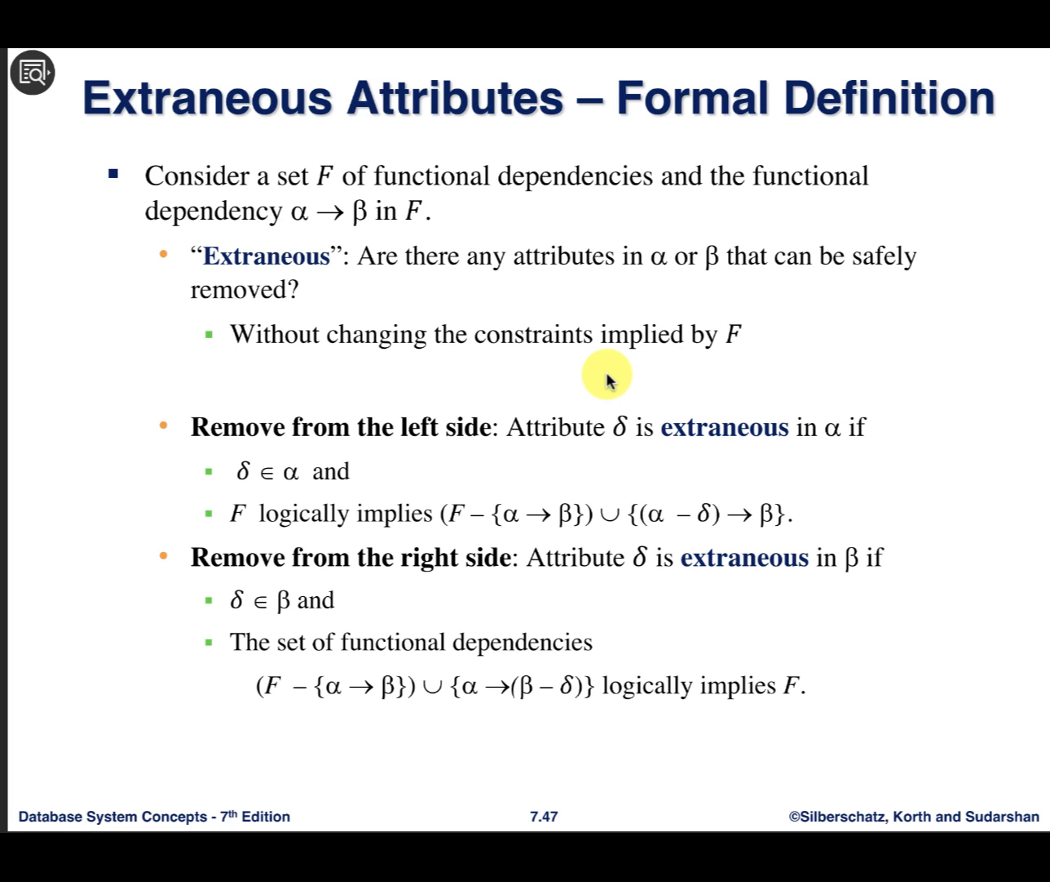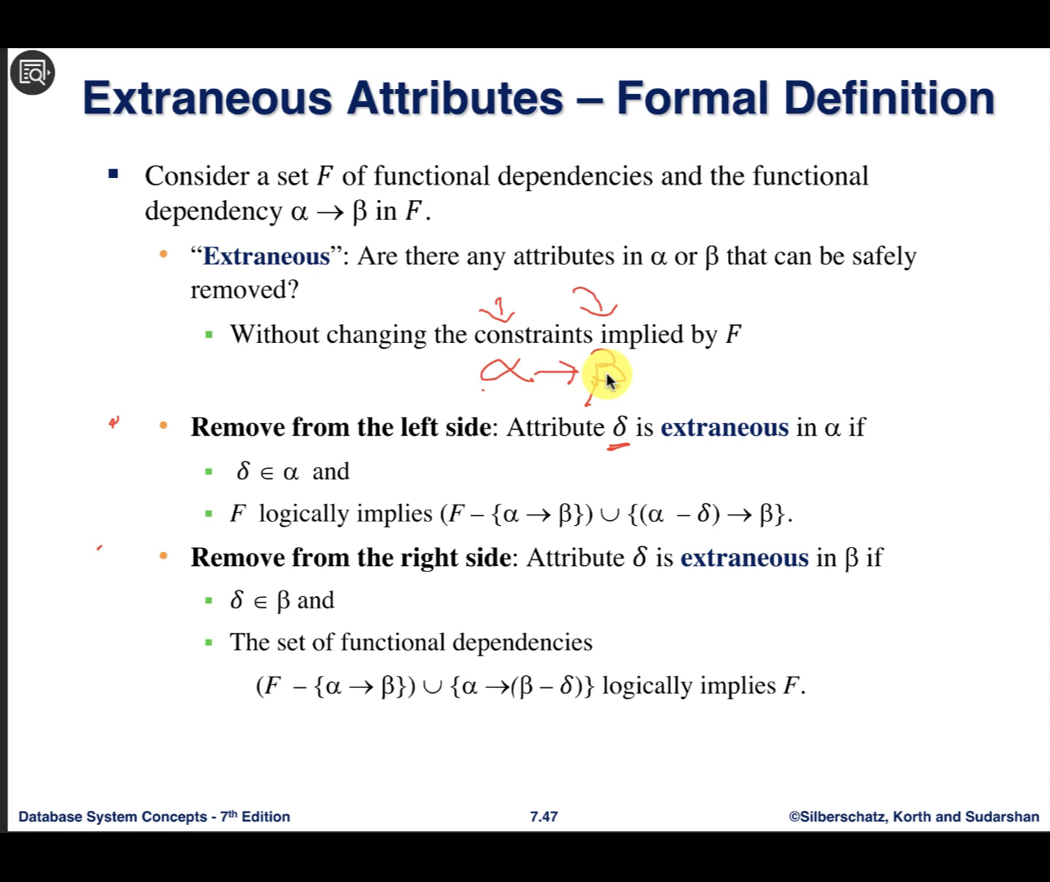The first formula here, take a look. I have alpha determines beta. That's from the given set of functional dependencies. I need to check whether they have, for example, an extra redundant attribute on the left-hand side or the right-hand side, in the alpha or in beta. Alpha might have a set of attributes and beta too, okay?